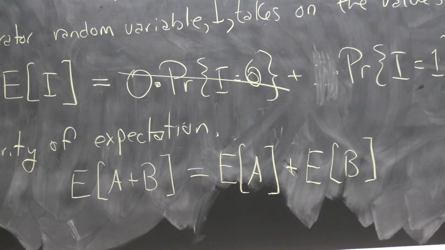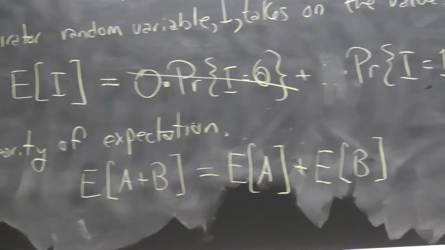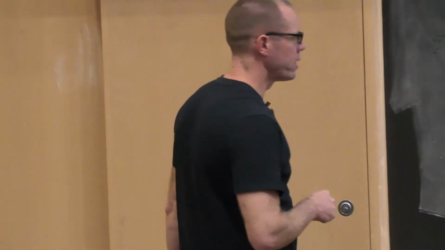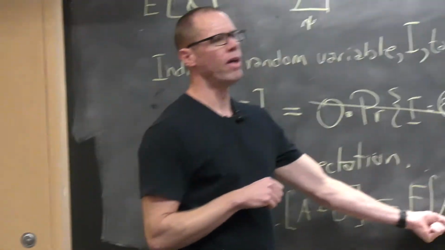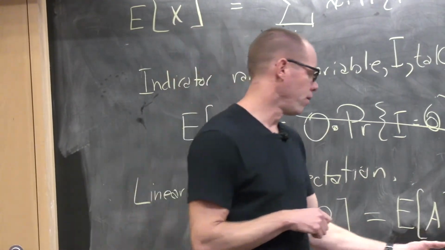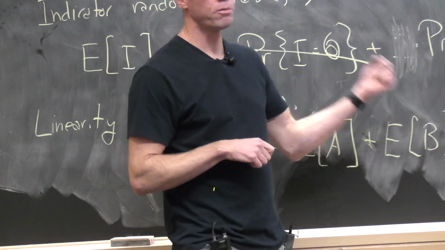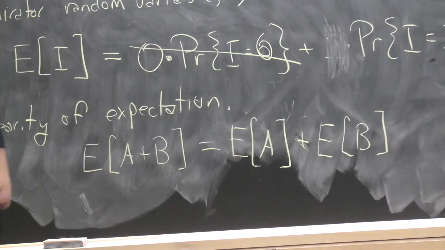So I pick two random people. I want to know the sum of their heights. Well, it's enough for me to know the expected height of one random person and the expected height of the other random person.